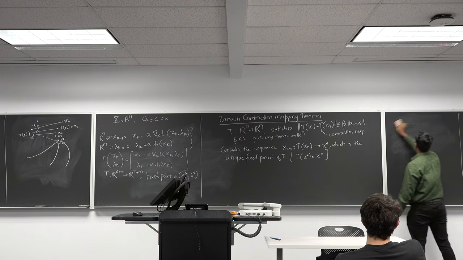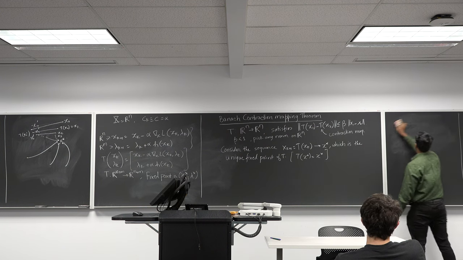I'm going to go all the way to infinity. That's why I have a less than or equal to sign here. People who love geometric series, I need the sum of the series. Okay, great. So beta raised to k, times 1 minus beta, times x1 minus x0.